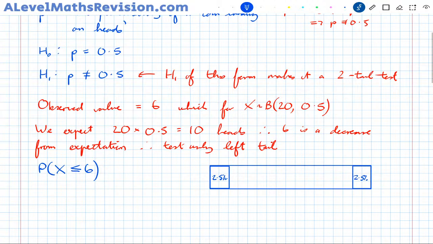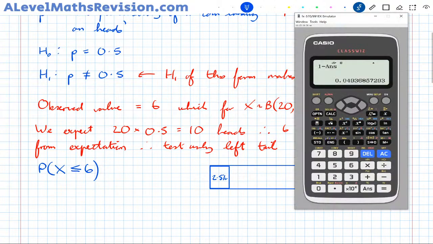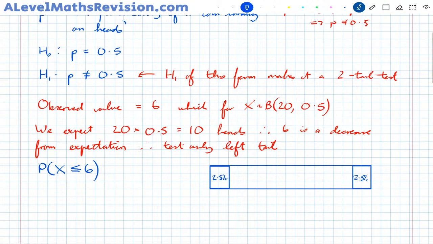So now the probability that X is less than or equal to 6. So let's go to the binomial cumulative distribution, and the probability that X is less than or equal to 6. There were 20 trials and probability of 0.5 of getting a head. That makes it 0.05766.